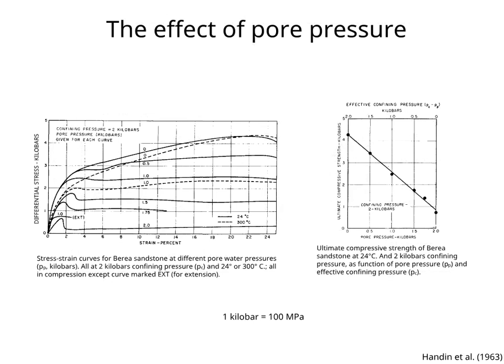Rock strength is also affected by fluid pore pressure, Pp. The left graph shows this effect on a sandstone. At room temperature and at 300 degrees centigrade, the strength of the sample decreases with increasing pore pressure. As shown by the graph to the right, this is because as the internal fluid pore pressure in the sample increases, the effective confining pressure decreases. Rock strength is controlled by effective stress, not by total stress.